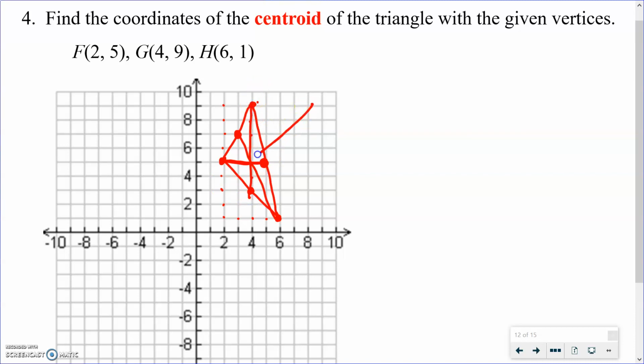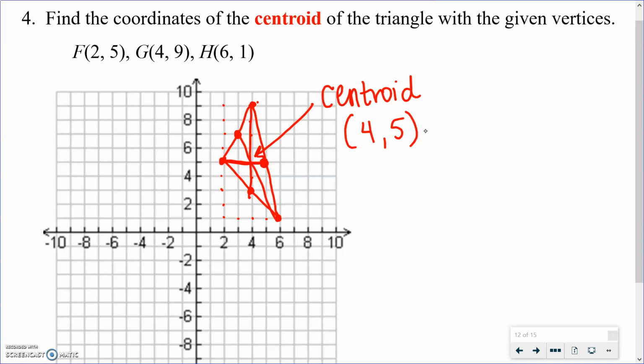We get that the point right there is our centroid, which is the point (4, 5). We find that by the concurrent point, where all the medians are concurrent. So all three meet at that point, and that's the center of gravity.